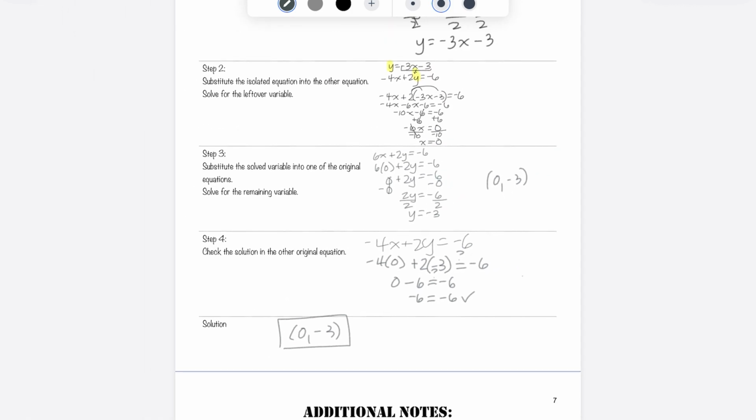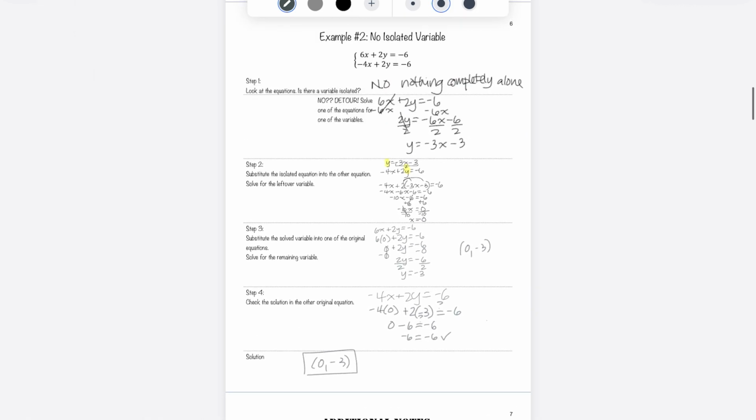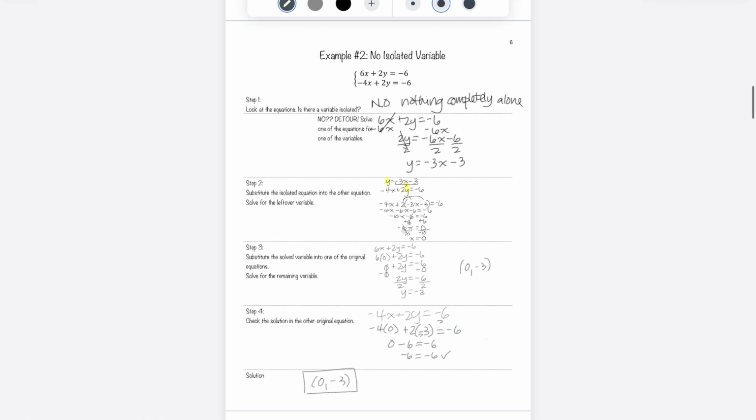So those are all of the steps that you're going to use to solve a system of equations by substitution. The key is checking to see if you have an isolated variable first, and then it's just a matter of substituting and solving a couple of times.